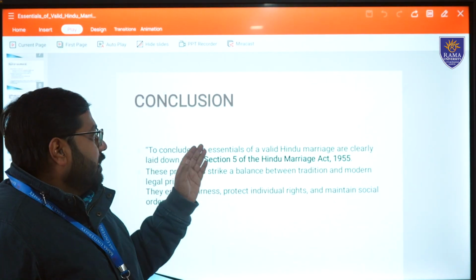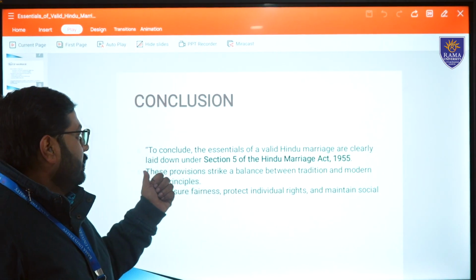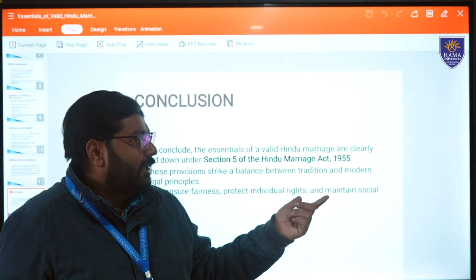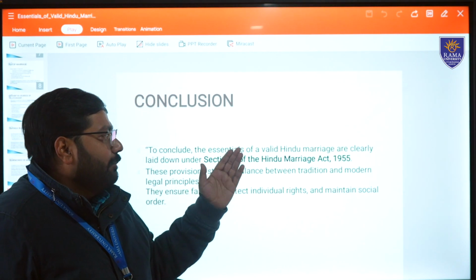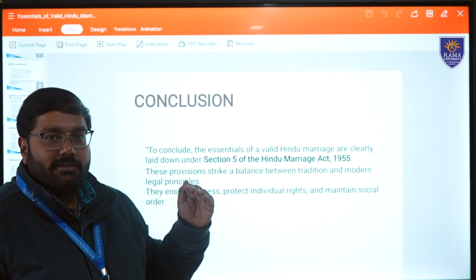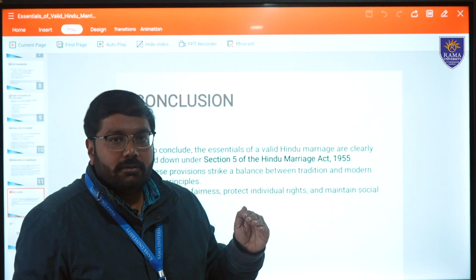To conclude, the essentials of a valid Hindu marriage are clearly laid down under Section 5 and also under Section 7 of the Hindu Marriage Act. These provisions strike a balance between tradition and modern legal principles. They ensure fairness, protect individual rights and maintain social order.